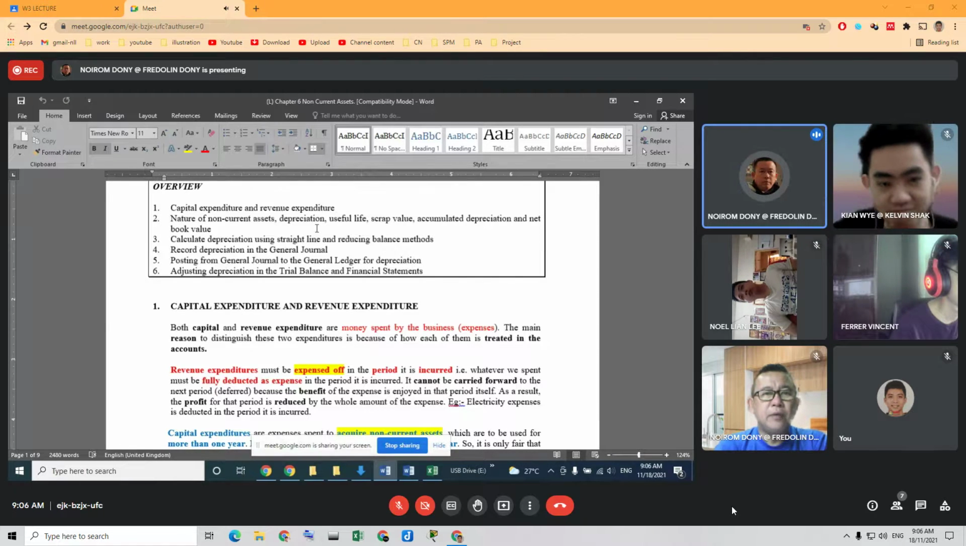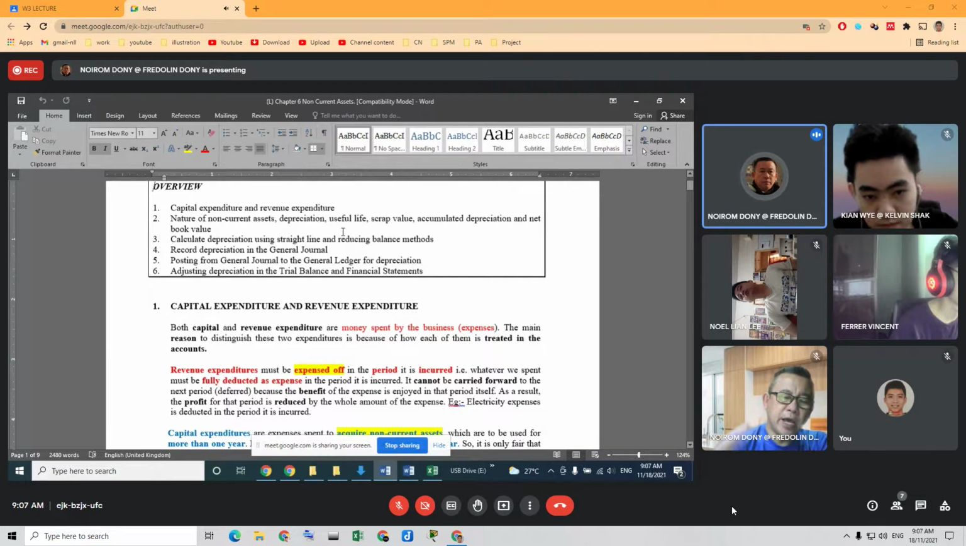And how is this depreciation calculated? One of the components is useful life. Useful life is referring to how many years this non-current asset can be useful. Sometimes it's 5 years, so we divide by 5 years. Scrap value is at the end of the useful life. You have the remaining value of this particular asset. That's why we call it scrap value, or we call it residual value. Same meaning.